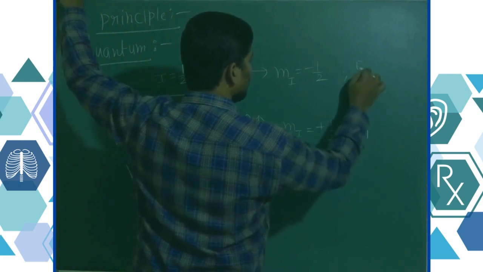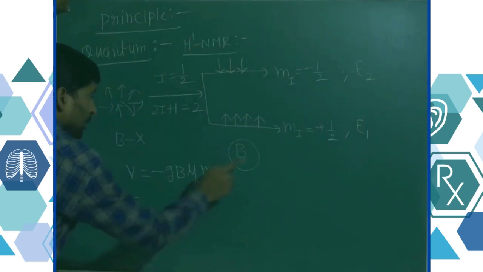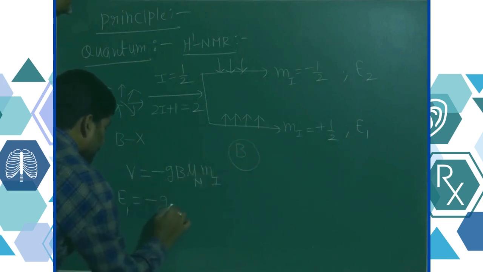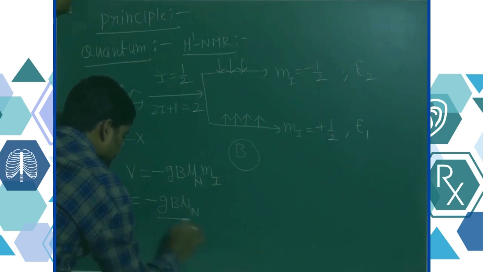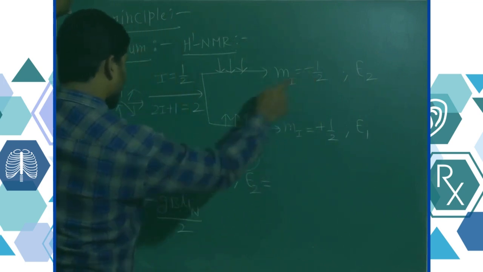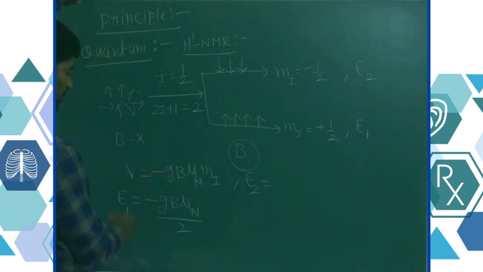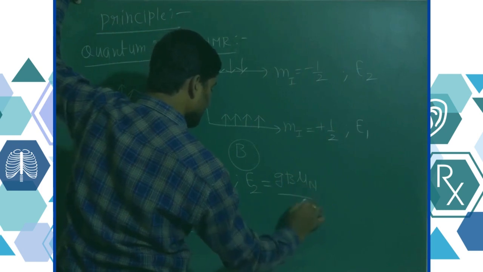So, E1 level and E2 level, or V1 level, V2 level. For the E1 level, what do we get? mi value plus 1/2. So therefore, we will get minus g B mu n by 2. And for E2, we will get, with mi as minus 1/2, minus into minus gives plus, so plus g B mu n by 2.